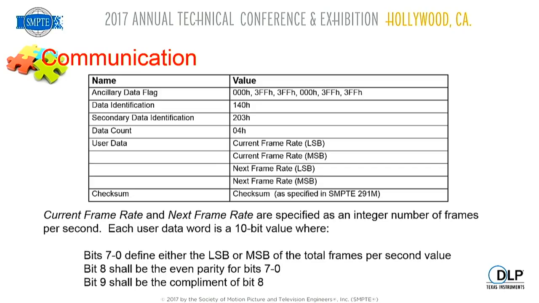All we're suggesting is that we define a new data packet that provides both the current and the future frame rates. So while this is the metadata, this is the new packet. This is the new information. This is the payload, okay? And it's two pieces of data. It's current frame rate and it's next frame rate. It's an integer number of frames. It's 24, it's 36, it's whatever the frame rate is.